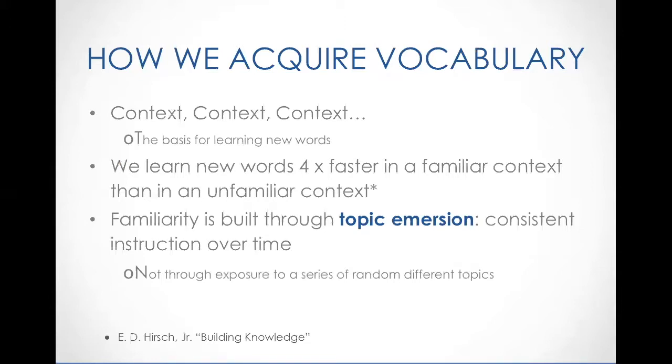In real estate, they say it's all about location, location, location. In reading and vocabulary development, it's all about context, context, context. And children learn new words best when they're learned in context. If they're interacting with words in a familiar context, they learn them 4 times faster than if it's an unfamiliar context.